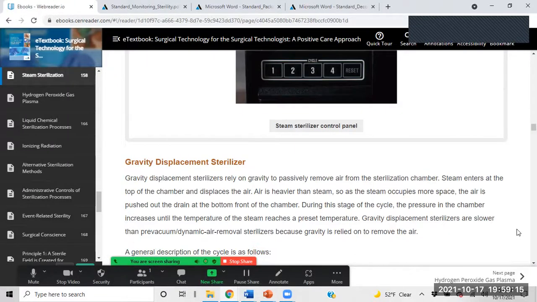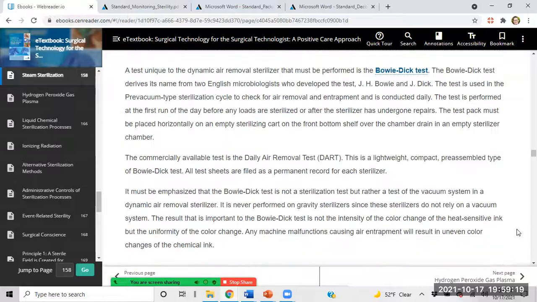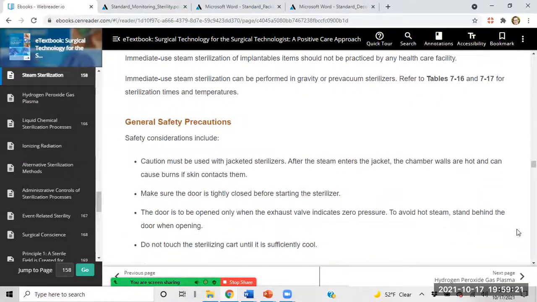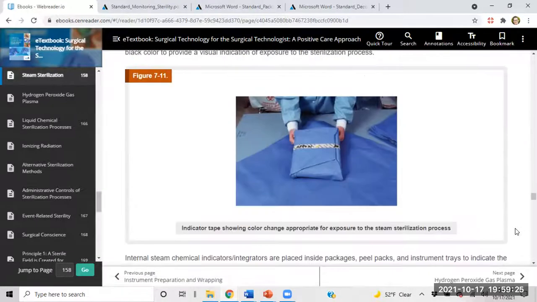All right, I wanted to look at. Give me just a second.